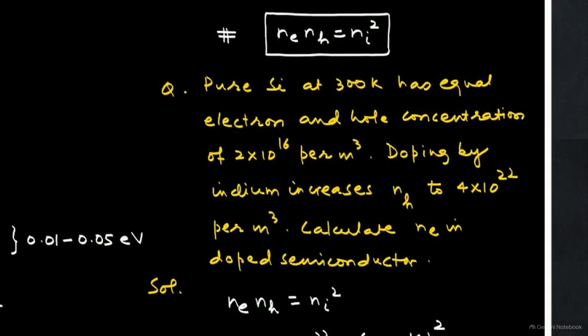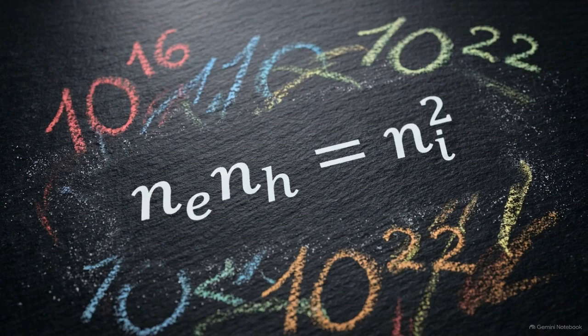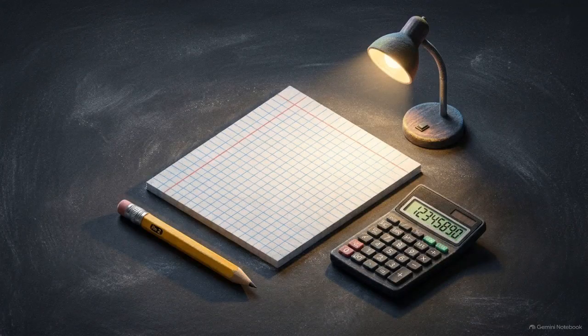Let's test how this law holds up in practice. Take a look at this problem. We have pure silicon at 300 Kelvin that we decide to dope with indium. Our baseline intrinsic concentration is 2 × 10 to the 16th. By adding indium, we push the whole concentration up to 4 × 10 to the 22nd. We need to calculate the new electron concentration. Pause the video right here. Face the daunting exponents, set up the mass action law, and prove you know how to calculate the state of this crystal. Then let's solve it together.